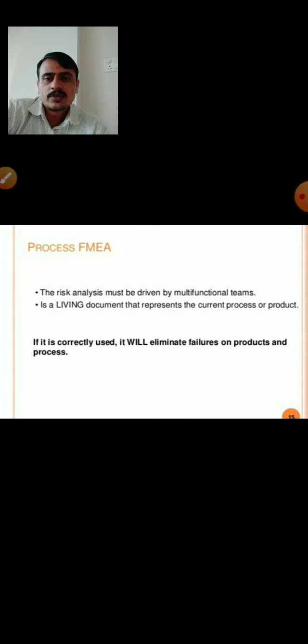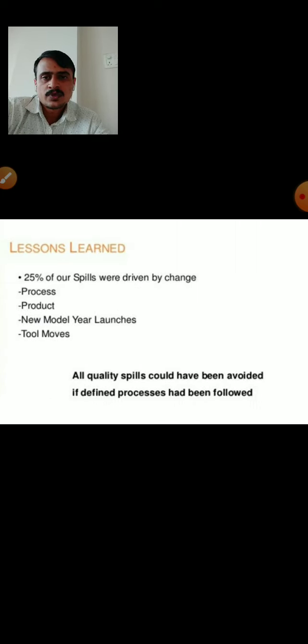Then for process FMEA, the risk analysis must be driven by multifunctional teams. It is a living document that represents the current process or product. If it is correctly used, it will eliminate failures in product and process. Then here we will learn that 25% of our spills were driven by changes for process, product, new model year launches, and tool moves. All quality spills could have been avoided if defined processes had been followed.